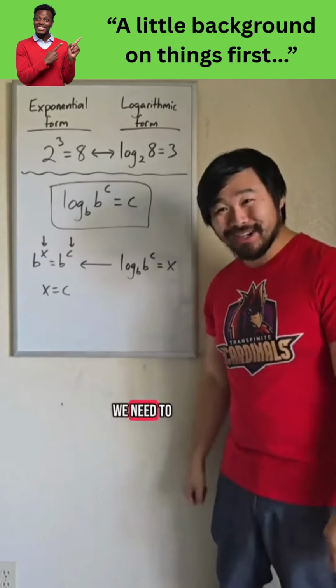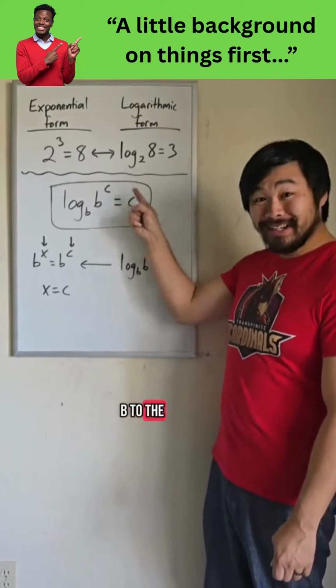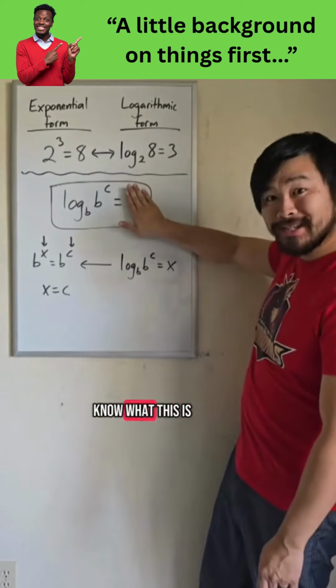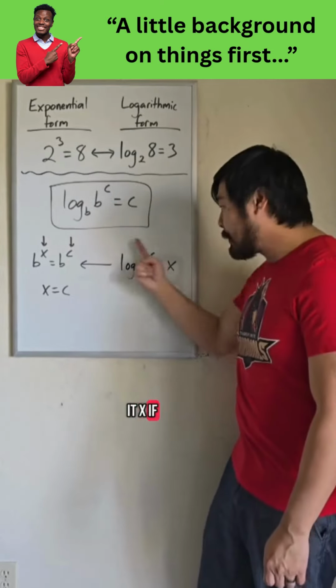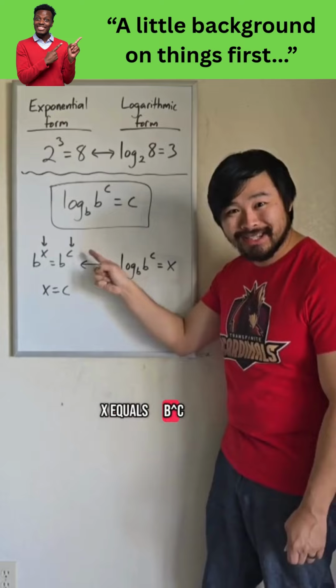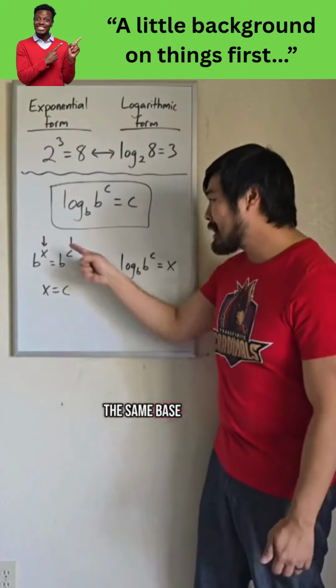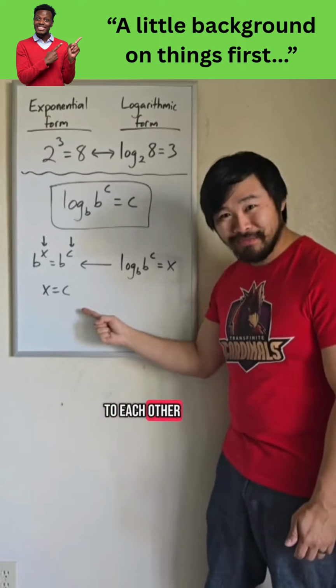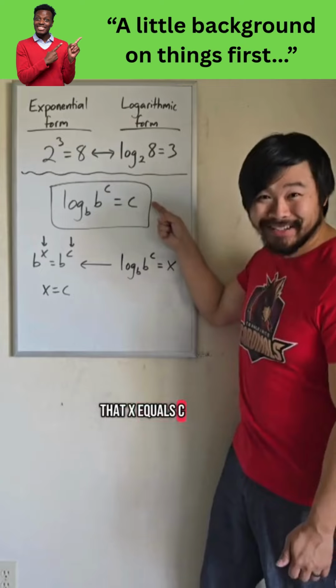And another thing we need to know is log base b of b to the c is c. Pretend we don't know what this is, so let's call it x. If we rewrite this in exponential form, we get b to the x equals b to the c. Since we have the same base, we can set the exponents equal to each other. So we see that x equals c.